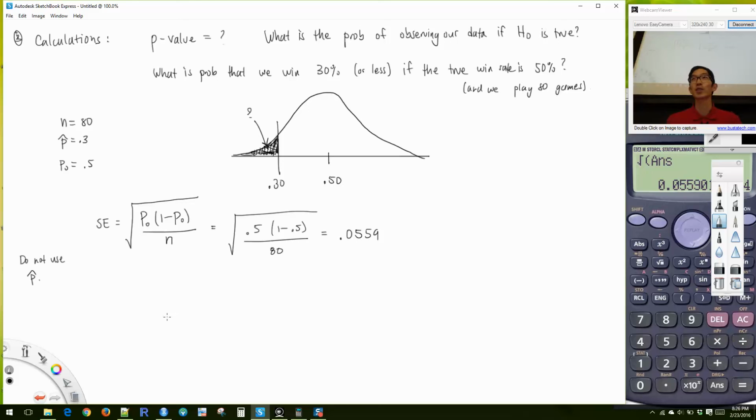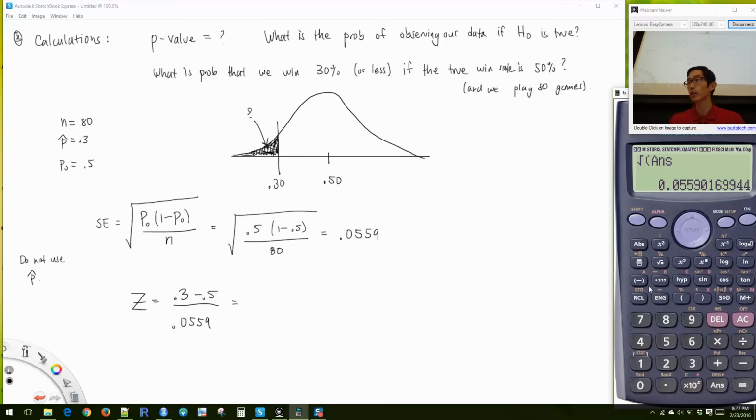So far, so good? Okay. All right. How do I get my z-score here? Okay, well, but what does the operation have to do first? 0.3 minus 0.5 divided by 0.0559, exactly.